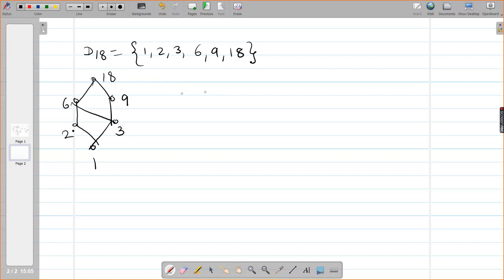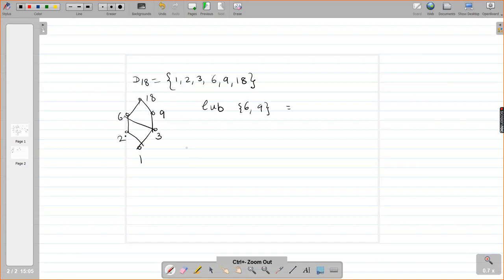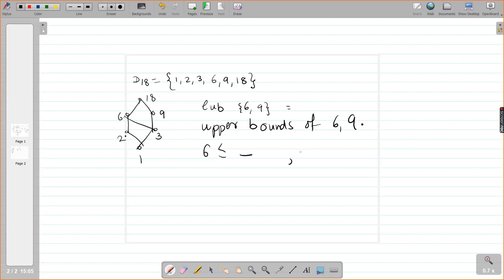So in D18, what is the least upper bound of 6 and 9? Can you tell me least upper bound of 6 and 9? What are the upper bounds of 6 and 9? That means 6 is less equal that element and 9 is less equal that element. So that element will be upper bound.